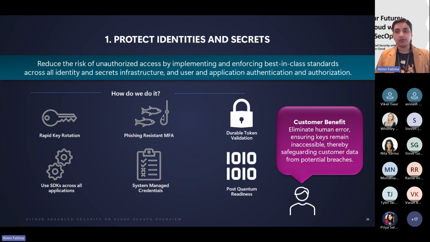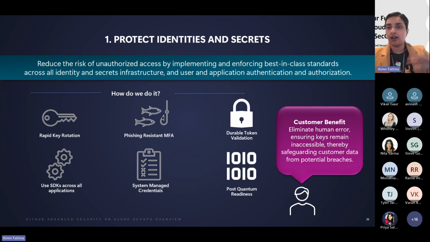So here at Microsoft, we protect our identity infrastructure and keys with rapid automated key rotation. What does that mean? We change our keys very frequently, and this key rotation uses hardware security modules, HSMs, and secure storage methods. Second, we use standard tools, for example, SDKs. Now we all know what SDKs are. They're software development kits to keep identity and secrets secure across all applications.